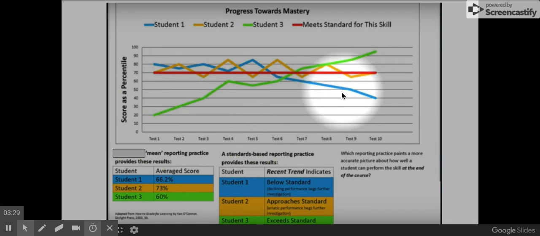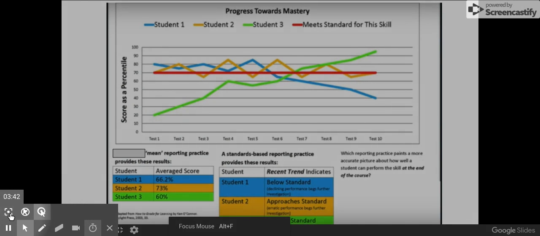So how do we fix this? We fix this by looking at trends. What has the student done lately? We pay more attention to the more recent assessments, and we get away from averaging scores.